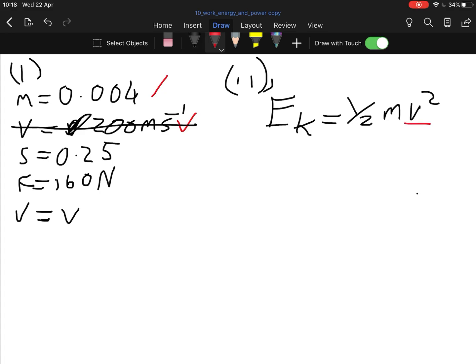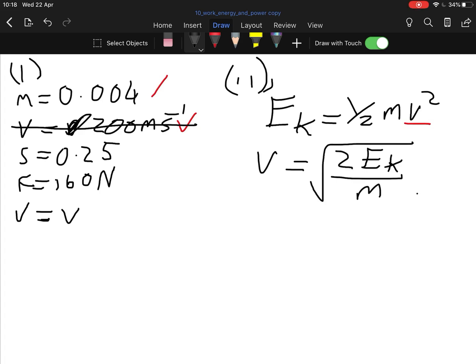Obviously, ek equals a half mv squared. Make v the subject of your formula here. So that becomes v equals, multiply across by 2, ek divided over m, and square root to get rid of your 2.